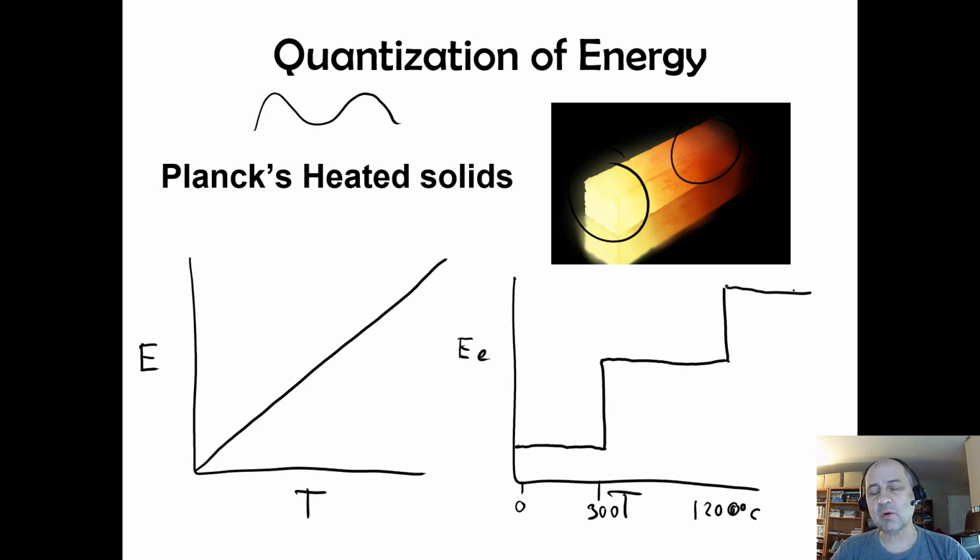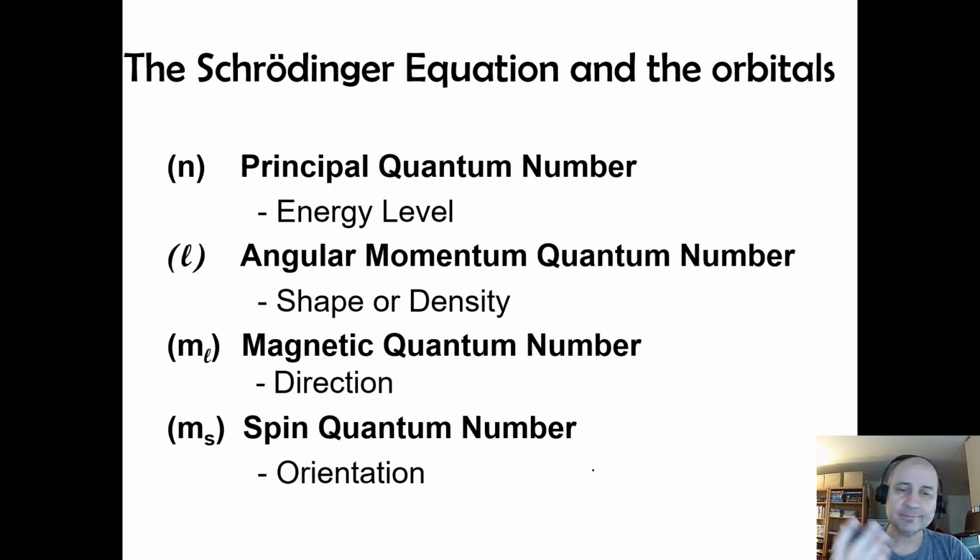And so this is one of the experiments that Planck used to deduce that these energies either have energy 1 or energy 2. They're not in between. So that was a groundbreaking discovery back in the early 1900s.